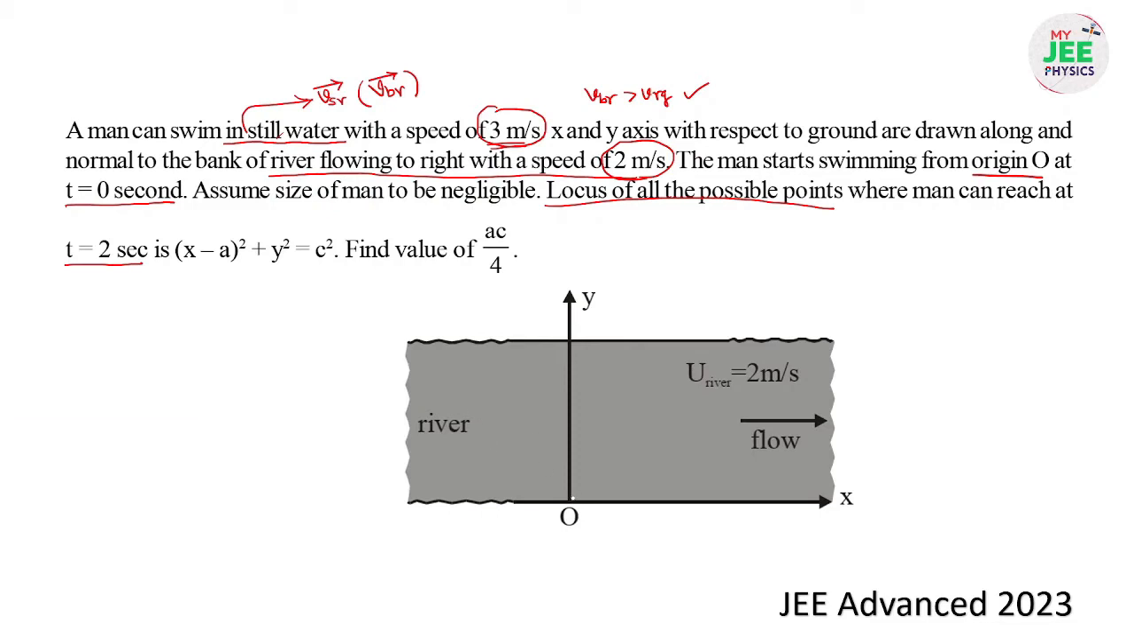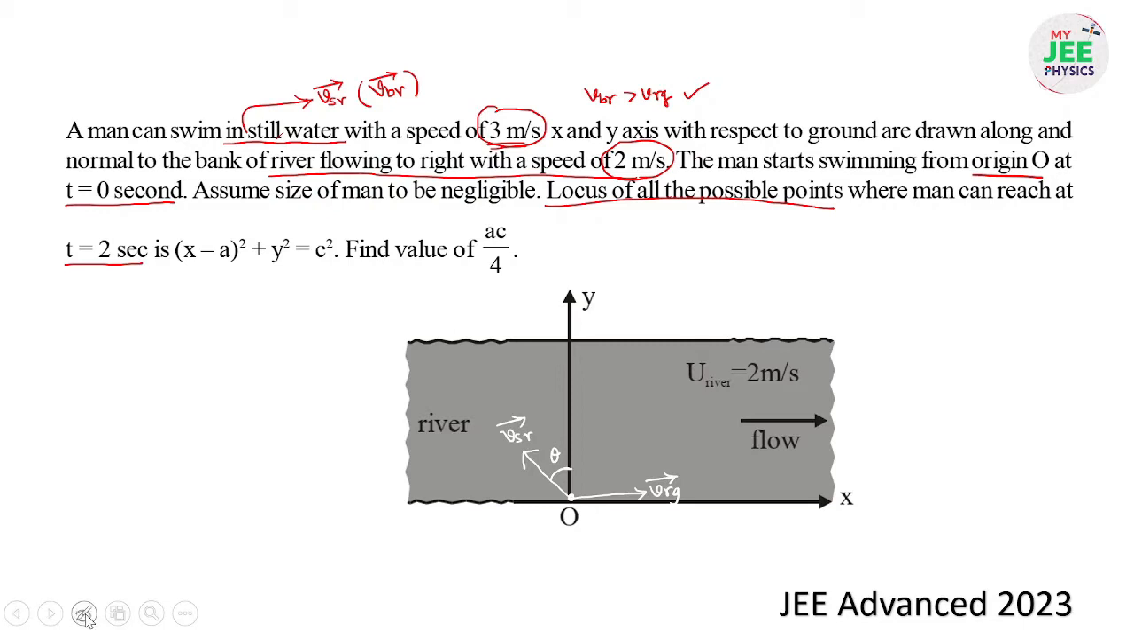As the man is starting from here, the swimmer will have a velocity with respect to the river, that is VSR vector, which makes an angle theta. Now this theta we can change.